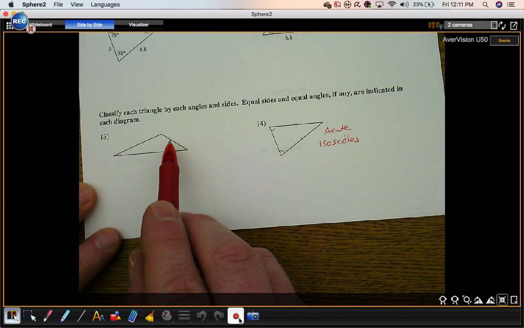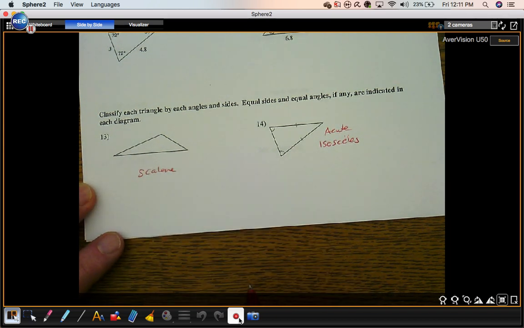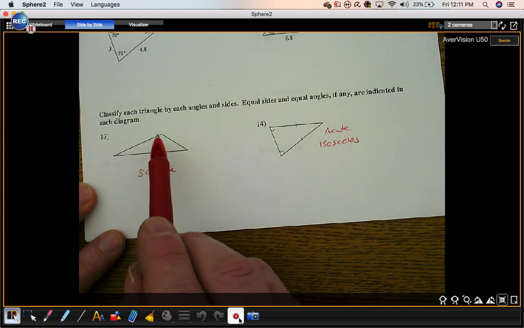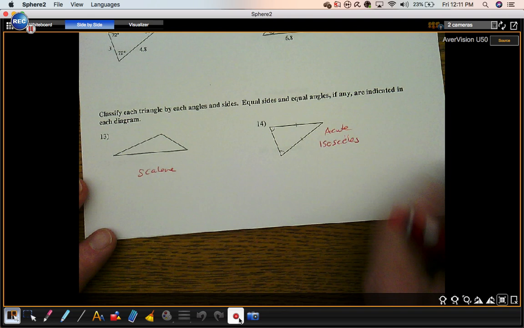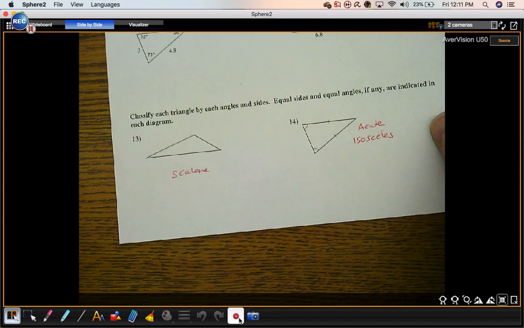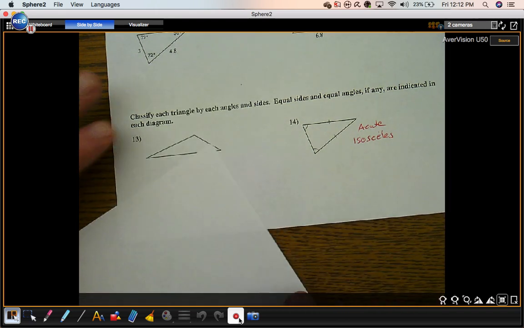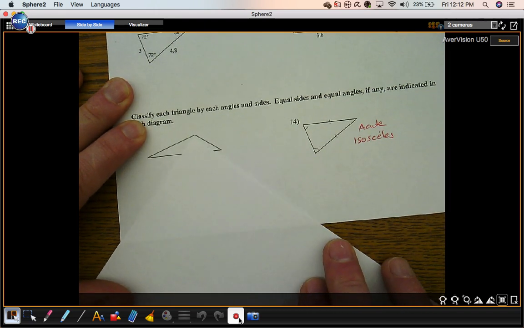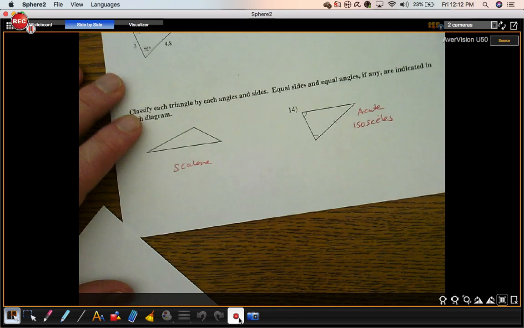This triangle, none of the sides are marked congruent, so I'm going to say it's scalene. This angle right here is definitely obtuse. If you're not sure how to figure out whether an angle is obtuse or not, you could use the corner of a paper. The corner of a paper is 90 degrees, so if I would slip this corner of the paper into this angle, notice how the angle is way bigger than the corner of the paper. That's how it's obtuse.